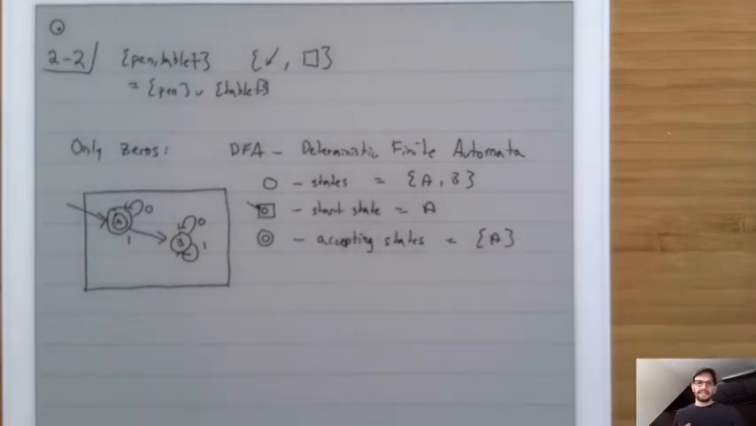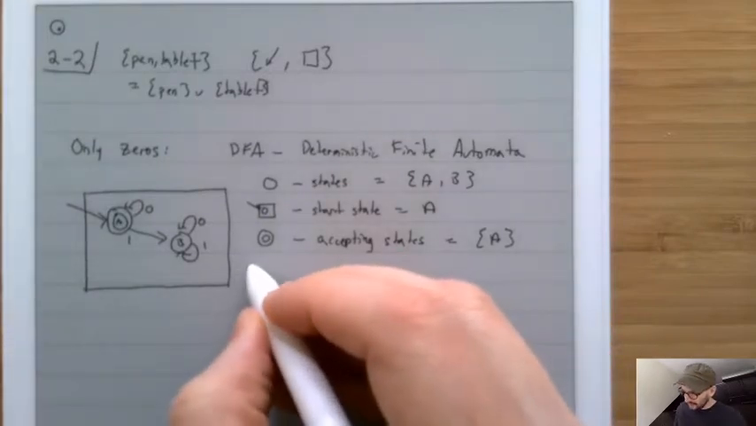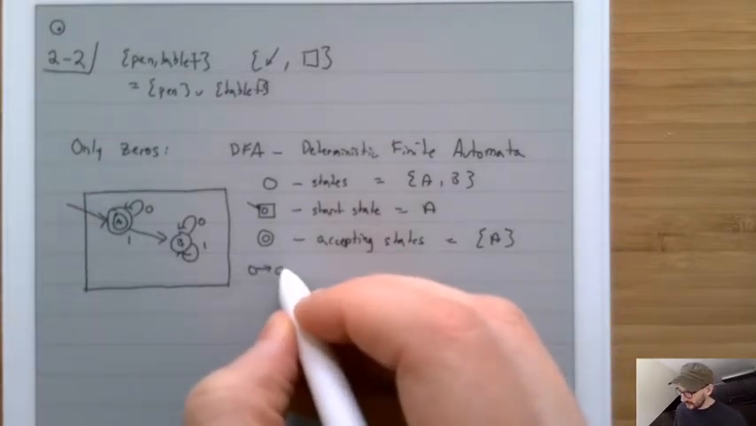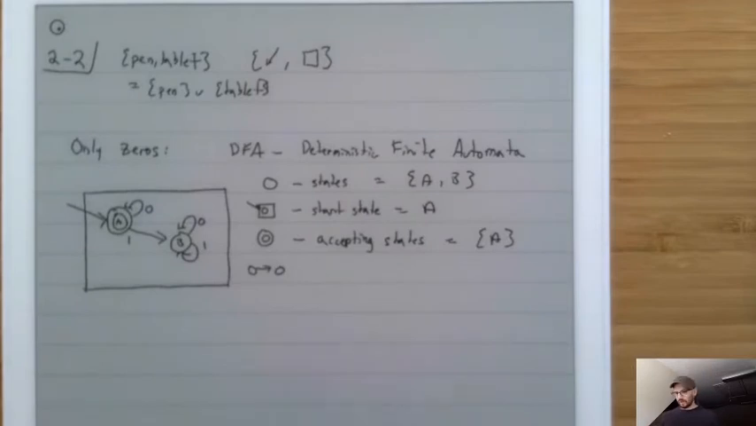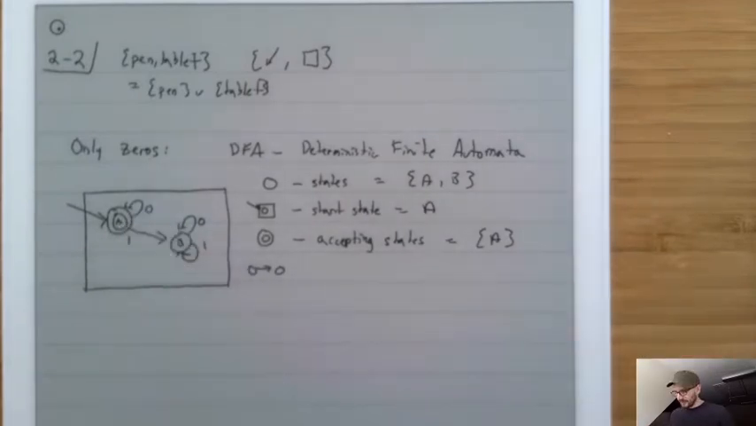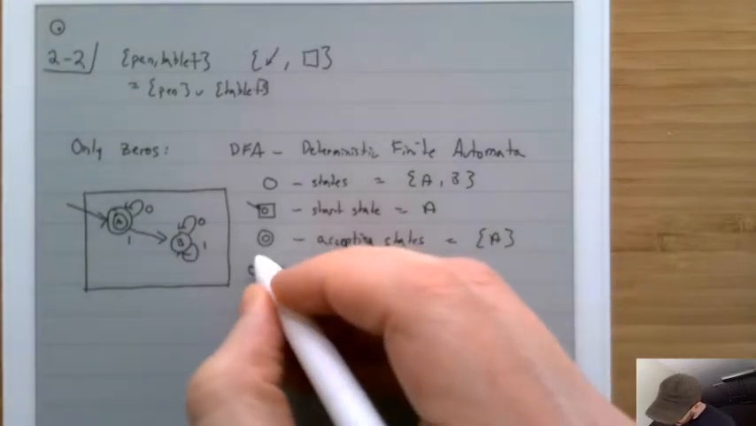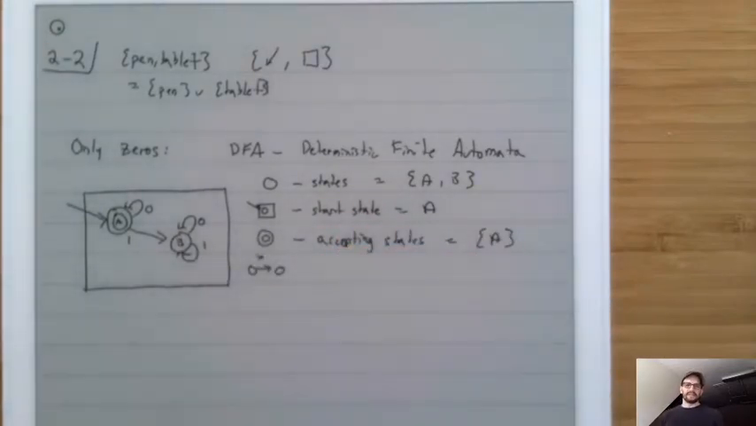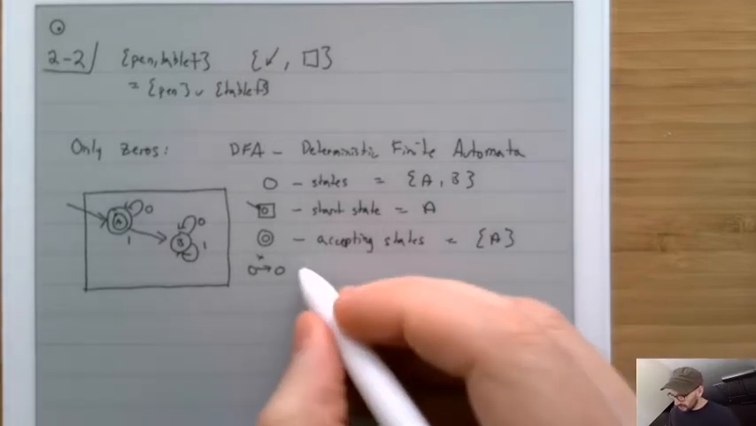Now the next thing is that there are arrows, and arrows always connect two states. Sometimes the states are the same one. For instance, right here, A is connected to A. And there's always a label on top of the arrow. These are called transitions.